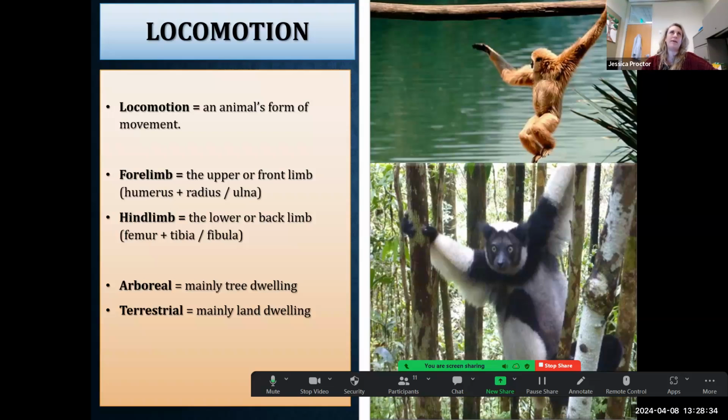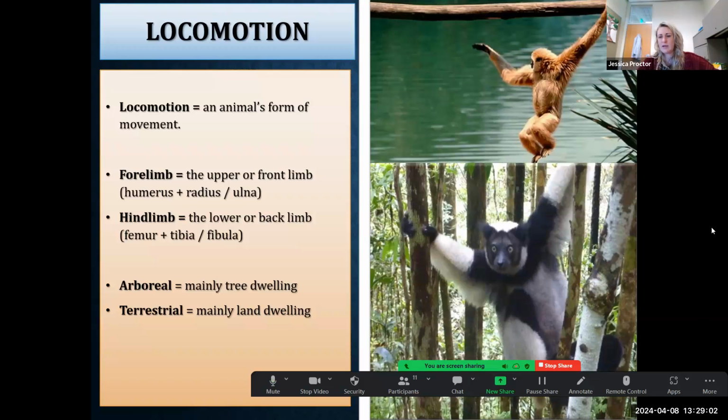But when you hear that a primate is an arboreal quadruped, for example, what that means is that they are predominantly arboreal, meaning they spend most of their time in the trees and they're moving on all fours. And then if you hear the term terrestrial quadruped, it means that that primate is mainly terrestrial. They spend the vast majority of their time on the ground, and they are mainly land dwelling. And they move on all fours, terrestrial quadruped versus arboreal quadruped.